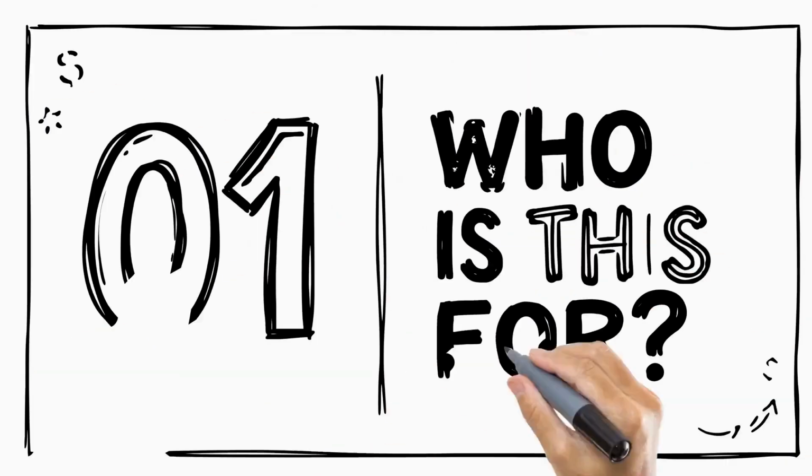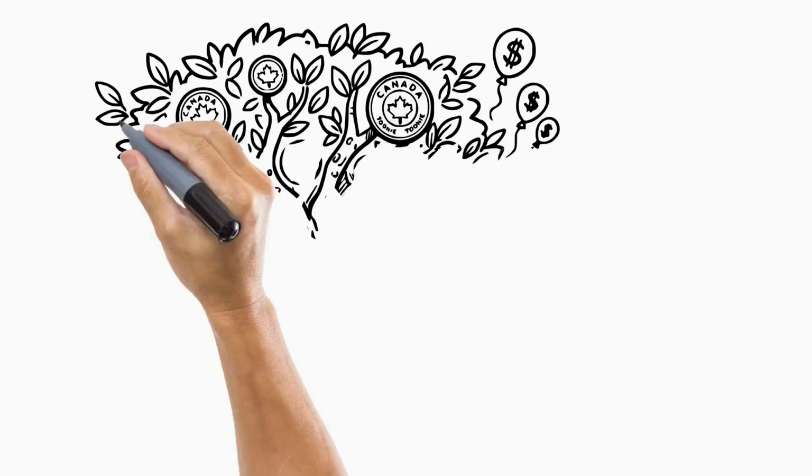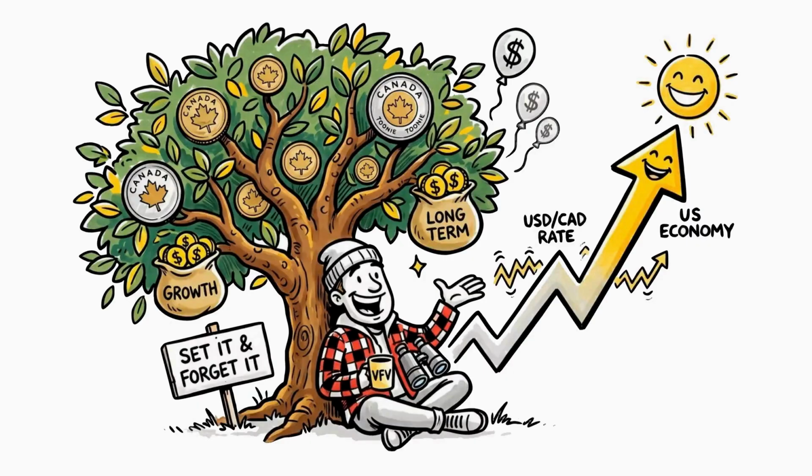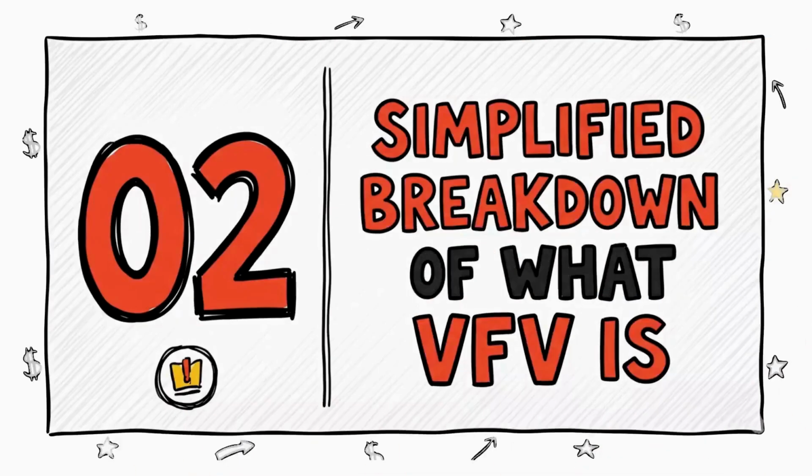Chapter 1. Who is this for? VFV is for the set it and forget it investor. If you have a 10, 20, or 30-year horizon, the short-term zigzags of the Canadian dollar won't matter as much as the long-term growth of the American economy. Now let's look at the basics of what VFV is.